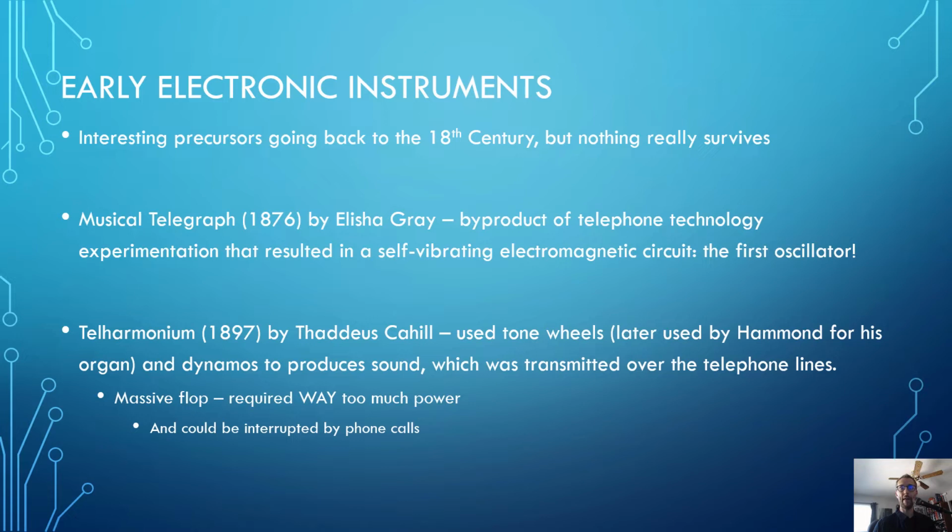Pretty cool. That was adapted in 1897 by Thaddeus Cahill in the telharmonium. At first, he experimented with using oscillators, but then switched to tone wheels, which were later used by Lawrence Hammond for his Hammond organ, which is still a staple of jazz performance. And it used dynamos to produce sound and then transmitted the sound over telephone lines. This was actually kind of cool because it also was the very first subscription music service.